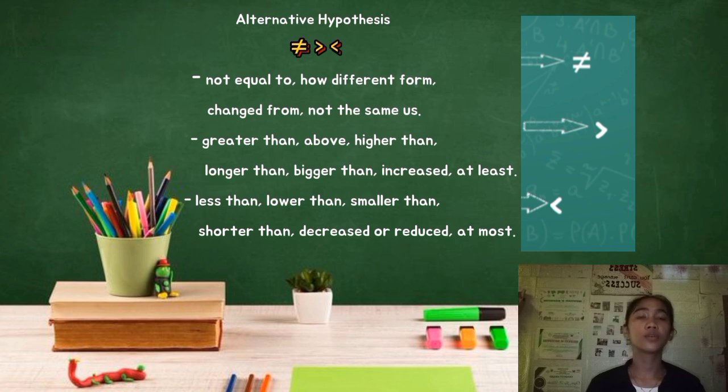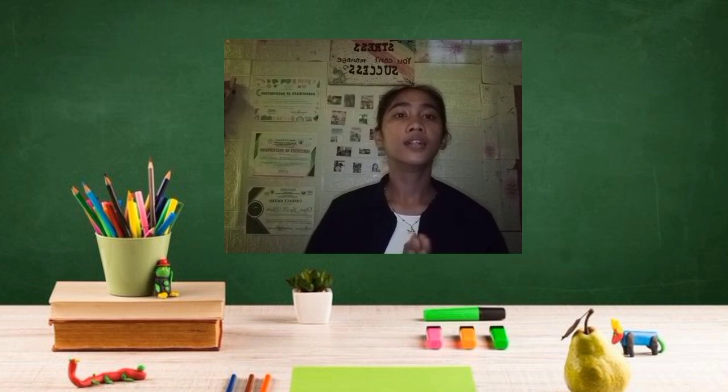First, not equal to, different from, changed from, not the same as. Next, greater than, above, higher than, longer than, bigger than, increase, at least. Third, less than, lower than, smaller than, shorter than, decrease or reduce, at most. To do that, look for the claim in the statement.